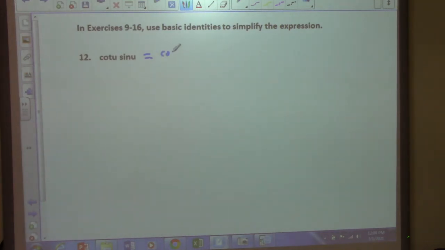Okay, so you got cosine u over sine u, okay. And then sine u and sine u can cancel each other out, so you get cosine u. Is that right? Right. Okay, does that look right? Everyone get that? Okay, good. Good work.